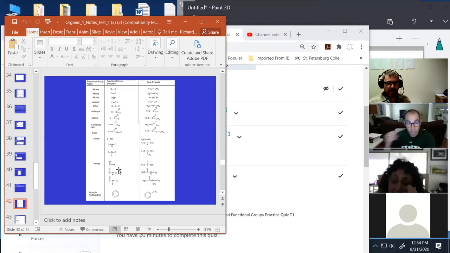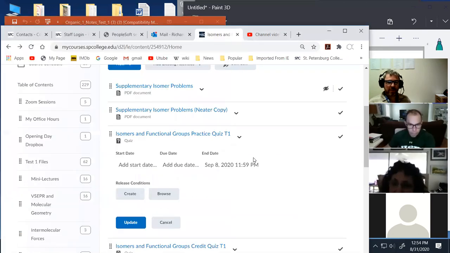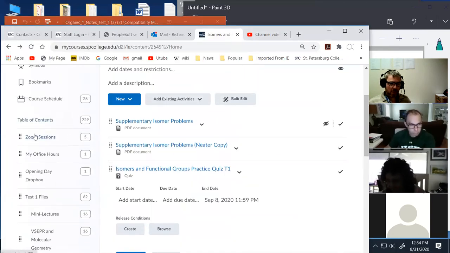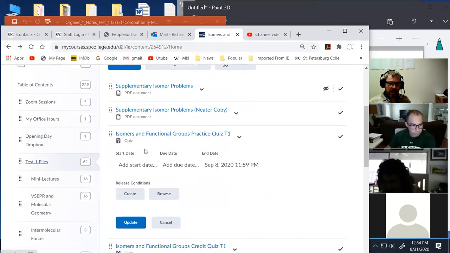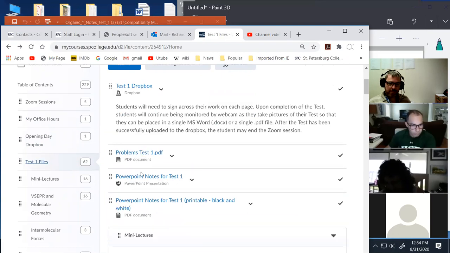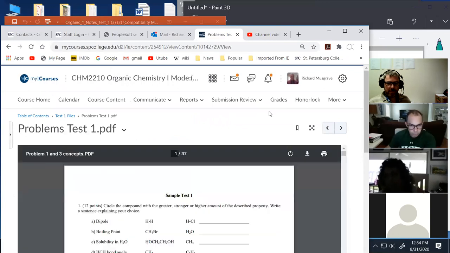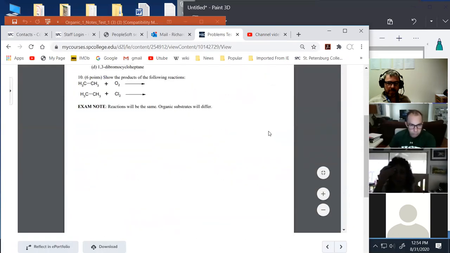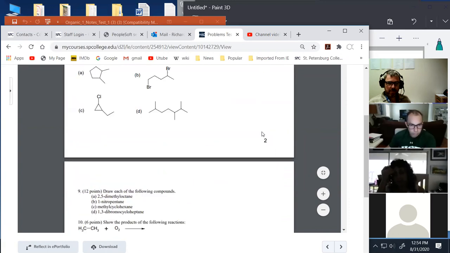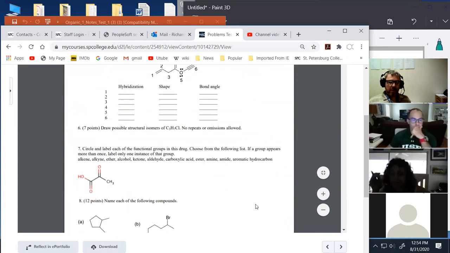Here's our functional group list. Let's see what kinds of questions you're going to get on the test. In the blue book, or this problems test 1, here's an example of a question. Question 7: circle and label each one of the functional groups in this drug. Choose from the following list. If a group appears more than once, label only one instance of that group.